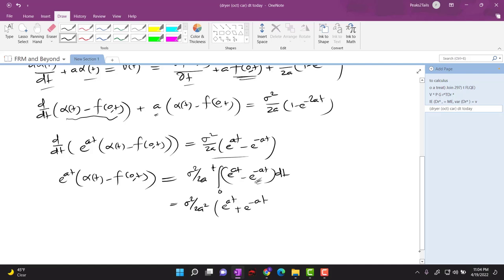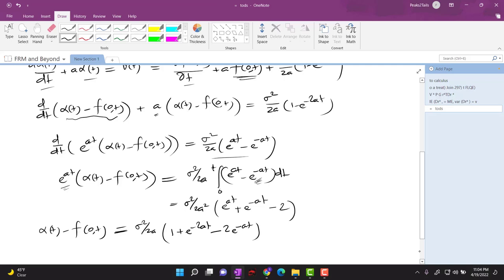So this will be minus 1 and another minus 1, so minus 2. Okay, so this is equal to, so now if I simplify, alpha t minus f of 0 t is equal to, I'll take the e to the power a t to the other side. So I'll get sigma squared by 2a times 1 plus e to the power minus 2 a t minus 2 e to the power minus a t.